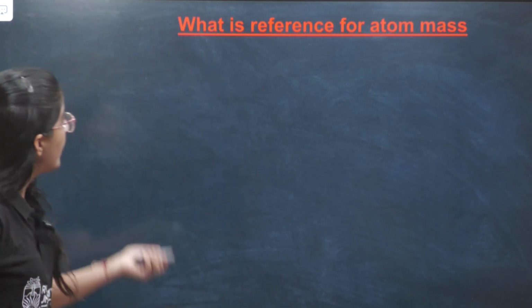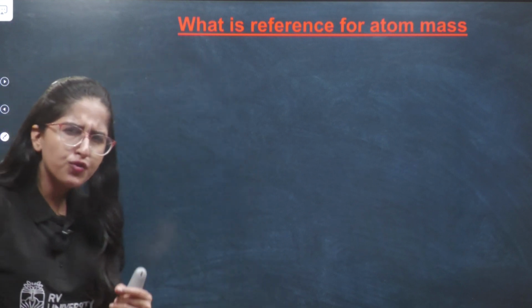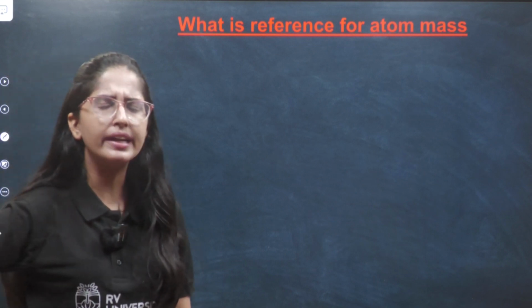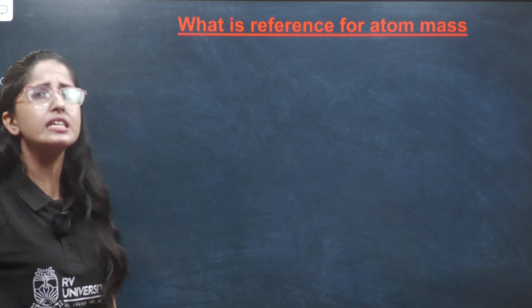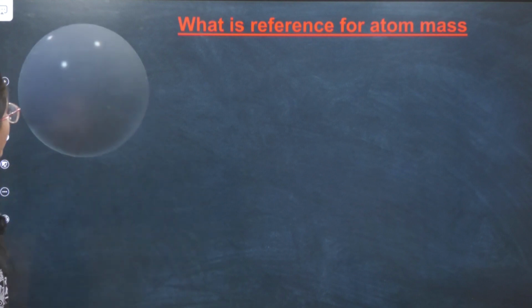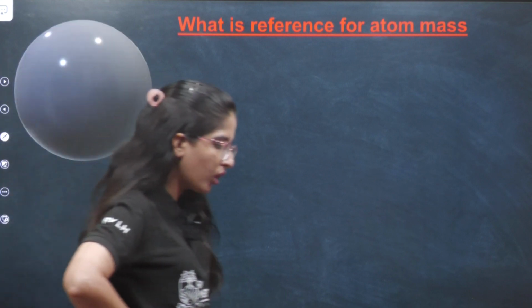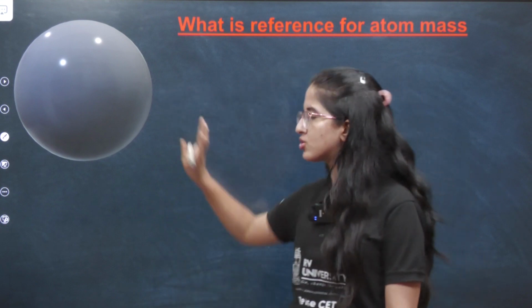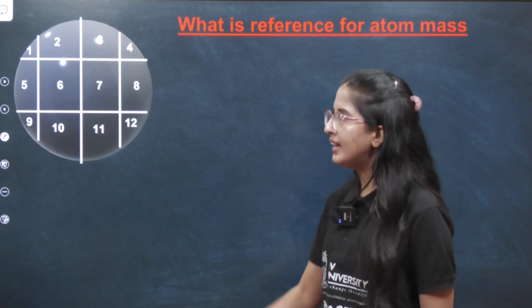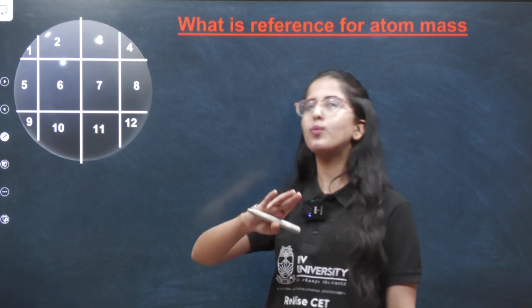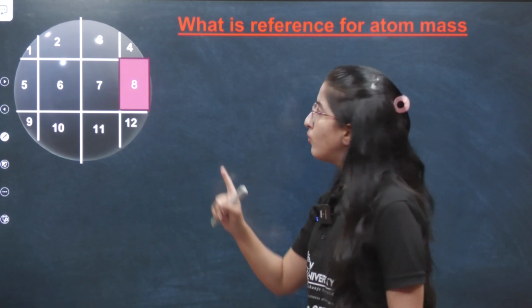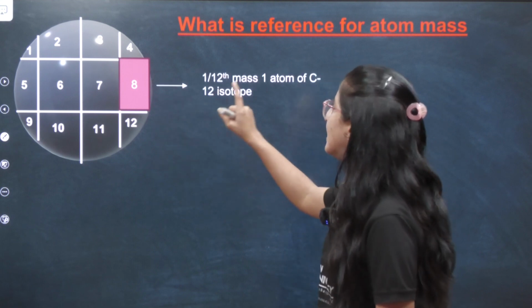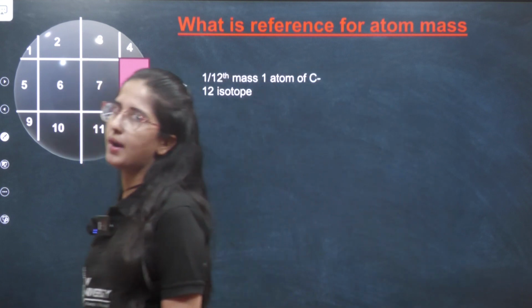That is the reference. Now, what is the reference for atomic mass? They wanted a reference for mass also. That was for number, but for mass, what is the reference? Then they took 1 atom of the carbon-12 isotope, and divided this 1 atom into 12 parts. Out of these 12 parts, what is the mass of 1 part?